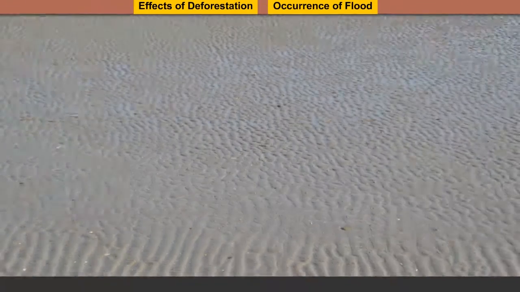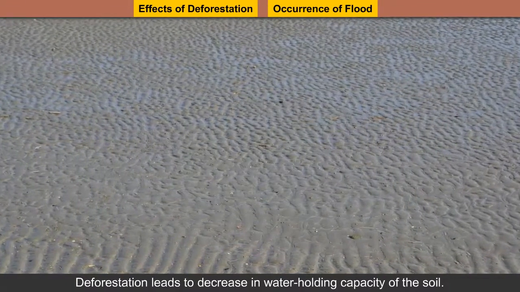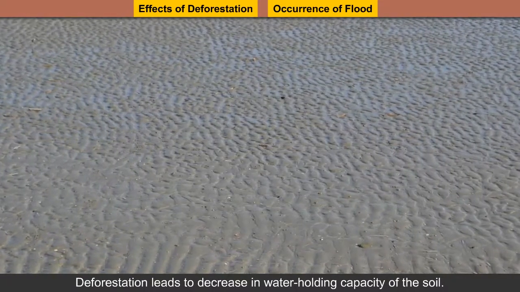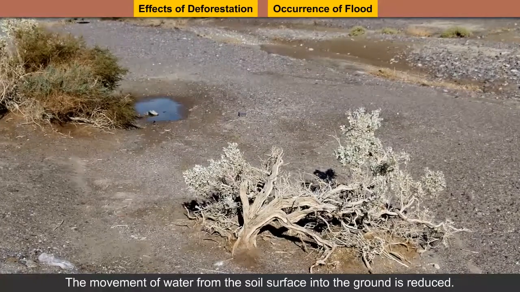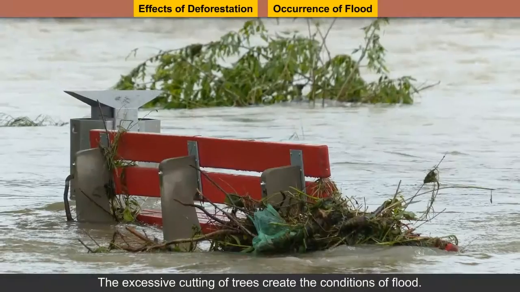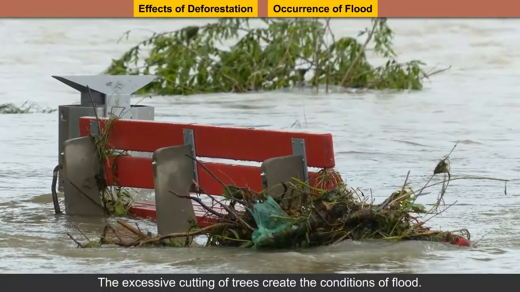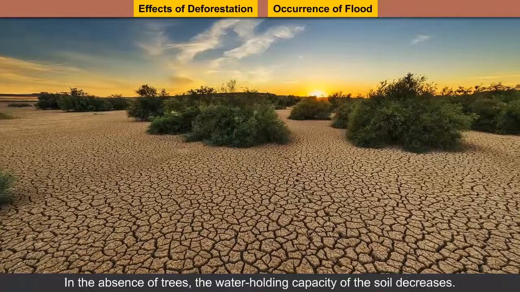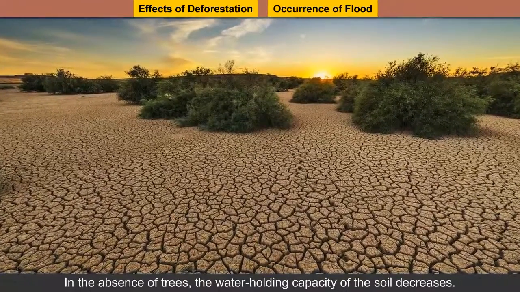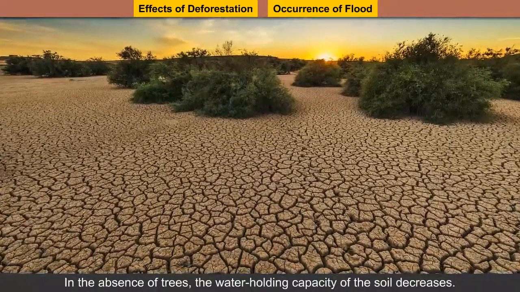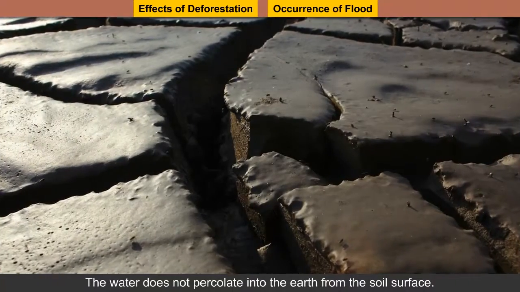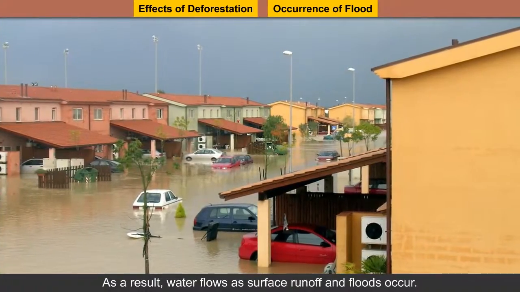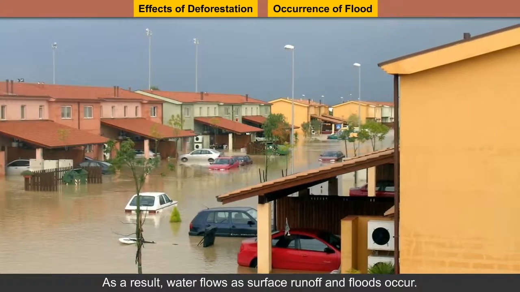Occurrence of flood. Deforestation leads to decrease in water holding capacity of the soil. The movement of water from the soil surface into the ground is reduced. The excessive cutting of trees creates the conditions of flood. In the absence of trees, the water holding capacity of the soil decreases. The water does not percolate into the earth from the soil surface. As a result, water flows as surface runoff and floods occur.